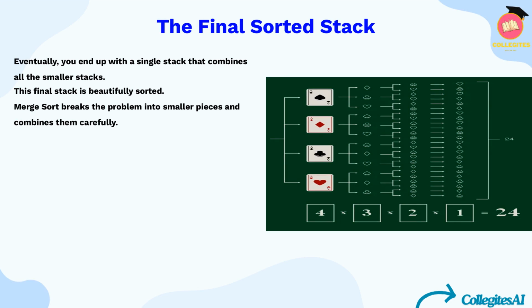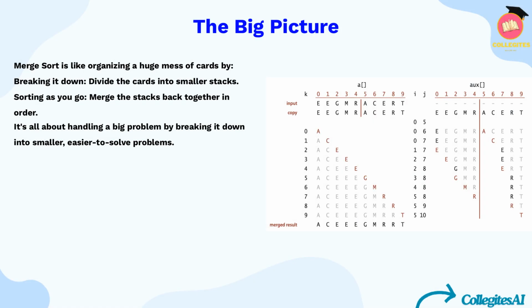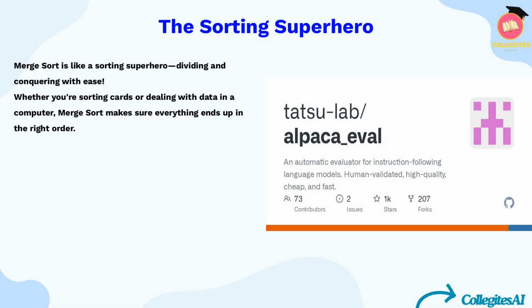Merge sort breaks the problem into smaller parts and combines them carefully. Merge sort is like organizing a big mess by dividing it into smaller parts and sorting as we go. It's about breaking down big problems. Merge sort is like a sorting superhero, dividing and conquering to make everything in order. It's useful for sorting data in computers too.